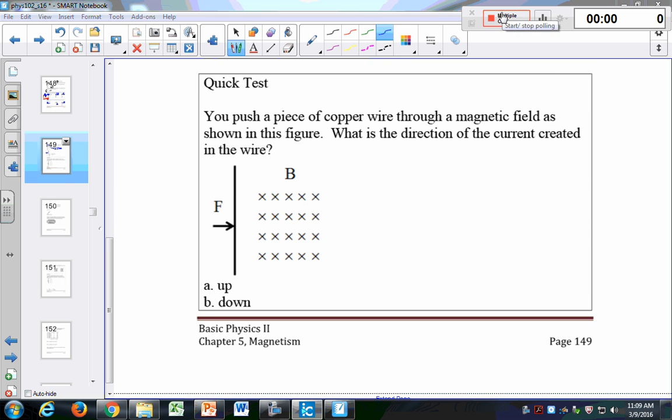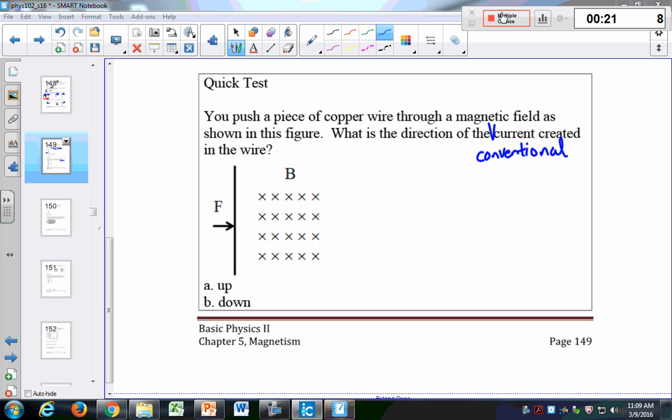All right, this is a little bit different. So now instead of pushing a lone charge moving through there, I push a piece of copper wire through a magnetic field. I want to know the direction of the current. In particular, I want to know the direction of the conventional current. That's implied, but the direction of the conventional current.